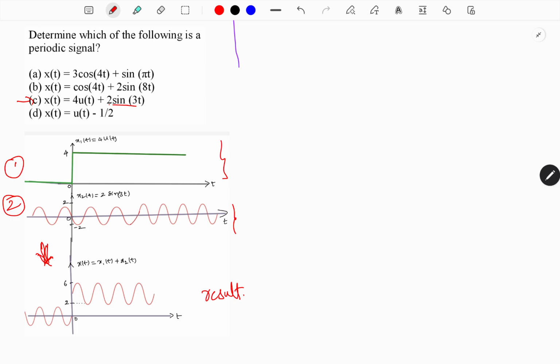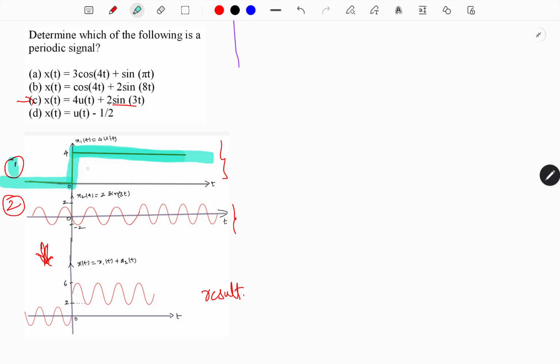This sine signal is periodic, meaning for all values of t it follows the same sequence. But the unit step function is not a periodic signal, because for t greater than 0 it follows one value, but for t less than 0 it is 0. At 0 a jump occurs. So this is the aperiodic signal x1 of t, and x2 of t is periodic.